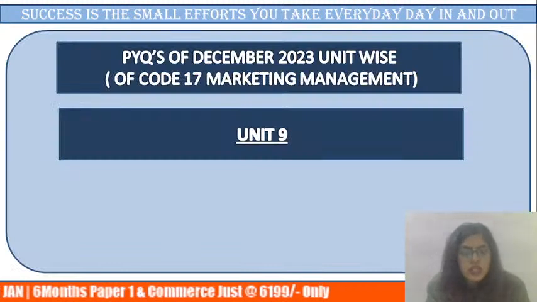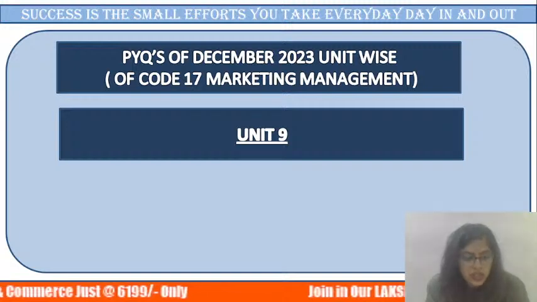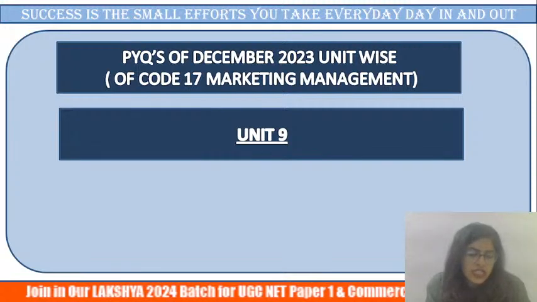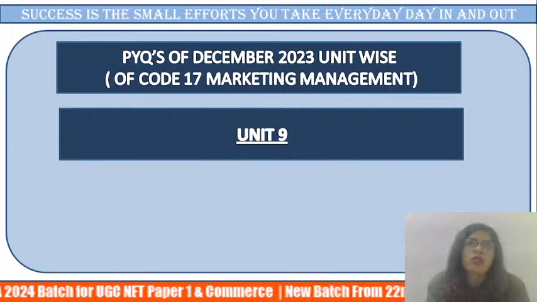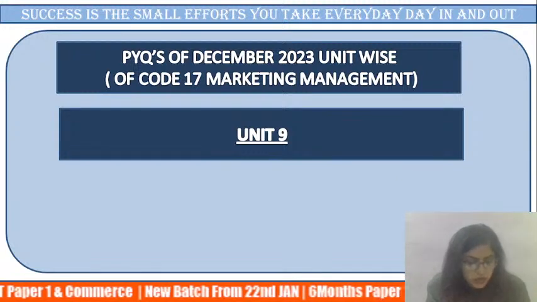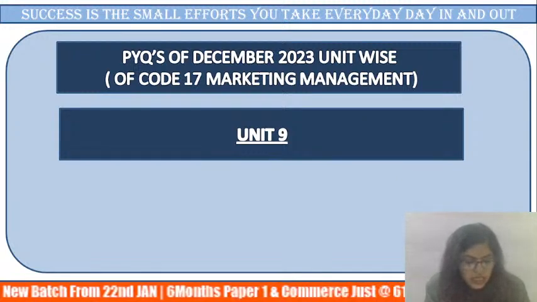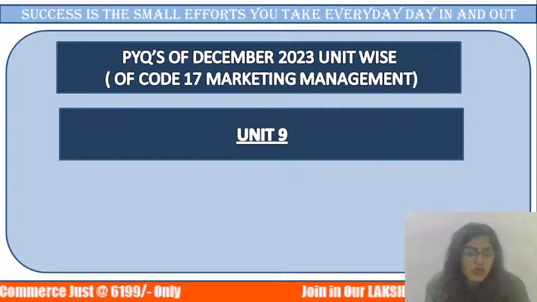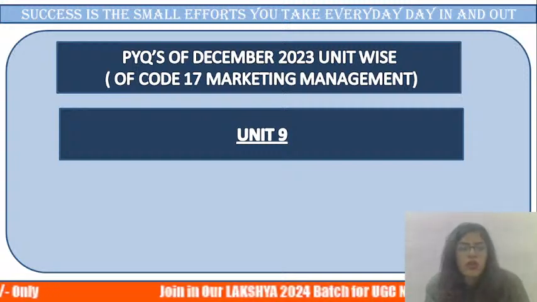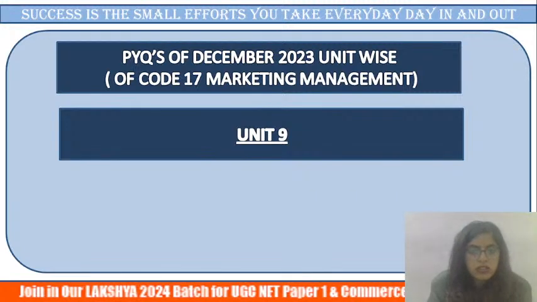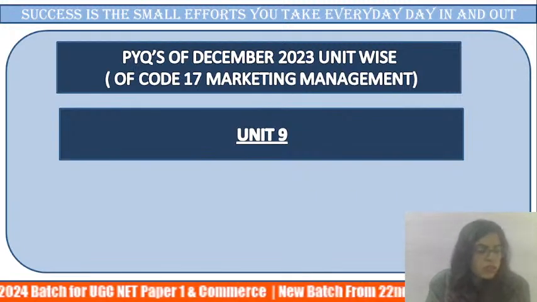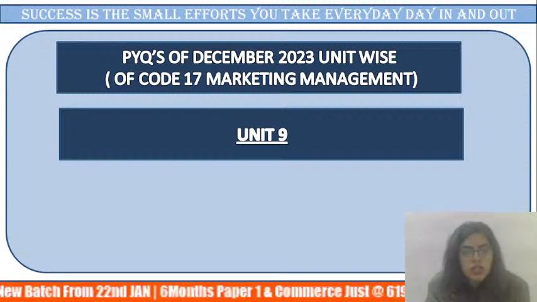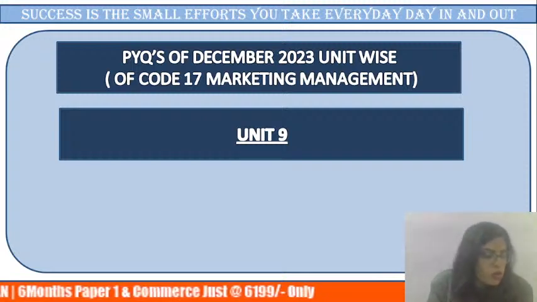And today the unit we are going to solve is unit 9, that is international business. And I think in this December attempt we have got like 7 to 8 questions from unit 9 alone. So it played a major role in the recent attempt. If we take the conclusion, we can expect that in the next attempt also they are going to ask questions from unit 9. Previously there were only 2 to 3 questions from this unit, but now they are asking more and more questions from unit 9.